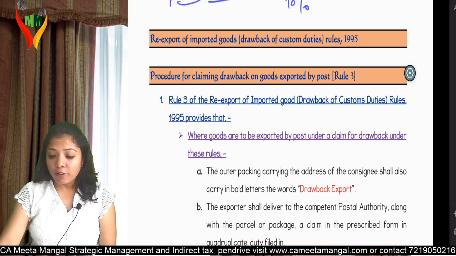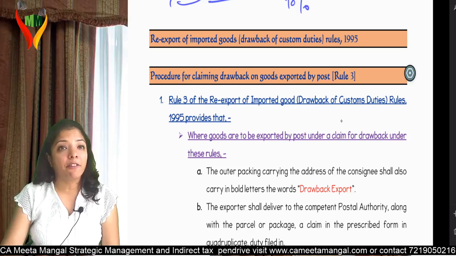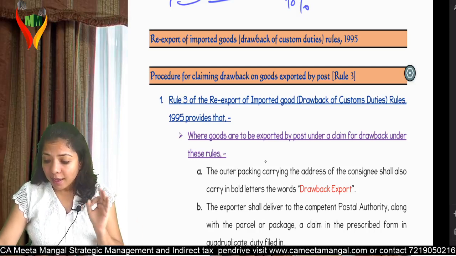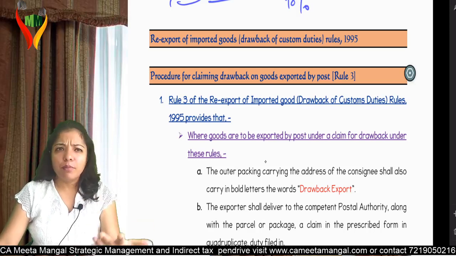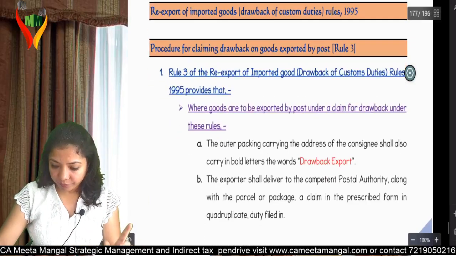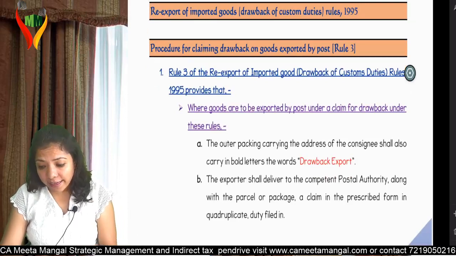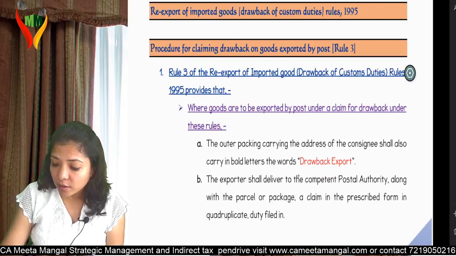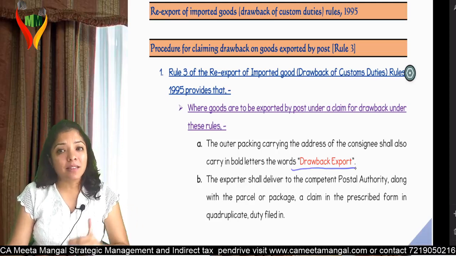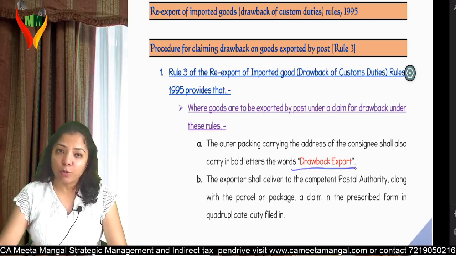Rule 3 of the Re-export of Imported Goods, Drawback of Customs Duty Rules, 1995 provides that where goods are to be exported by post under a claim for drawback, assuming I am exporting by post and I know that this is eligible for duty drawback, the outer package carrying the address of the consignee should also carry in bold letters the words "Drawback Export". That means I am eligible for drawback on this export.